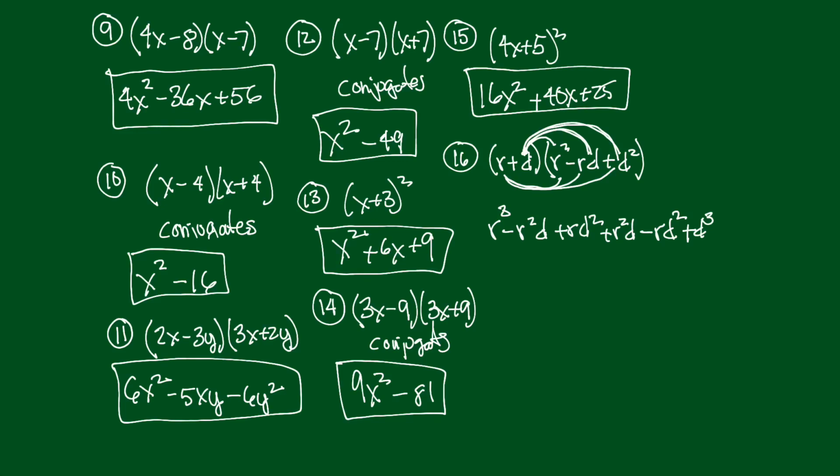Now, what have we got? We have this term right here. We've got r cubed. Now, what happens here? I've got negative r squared d plus r squared d. So these two terms here cancel out. All right, so nothing there. And then what about rd squared? So I've got an rd squared, but minus rd squared. So those terms cancel out. And I'm just left with that d cubed then. So I'm left with a plus d cubed.